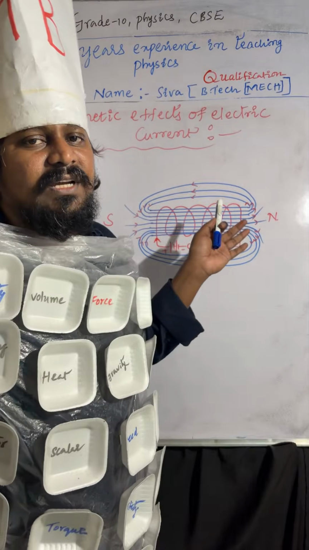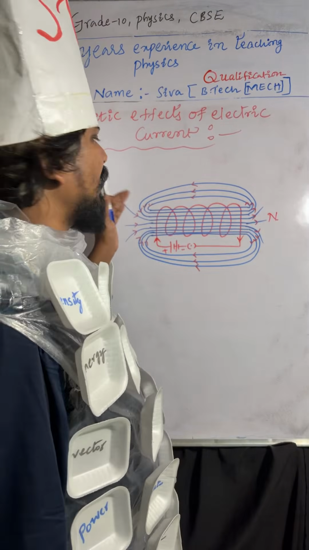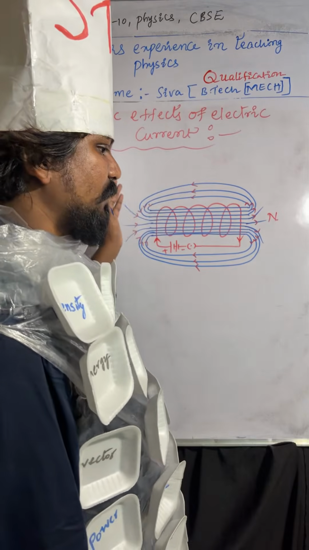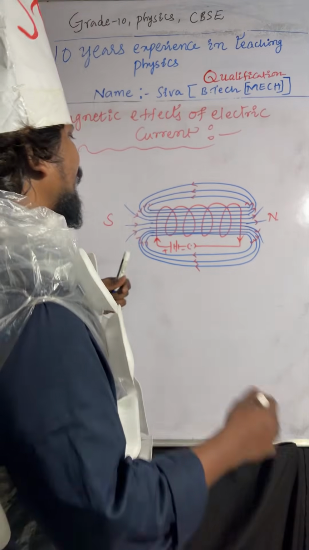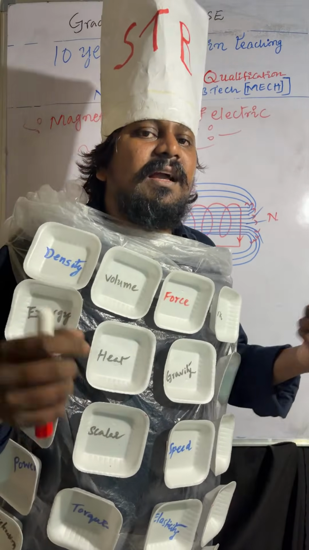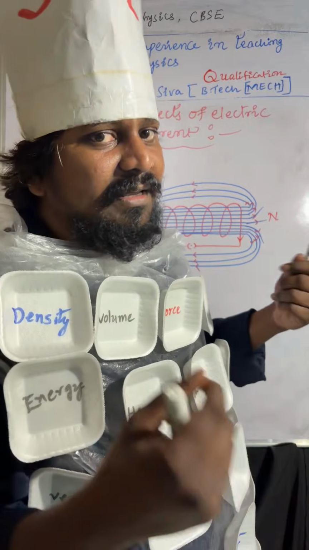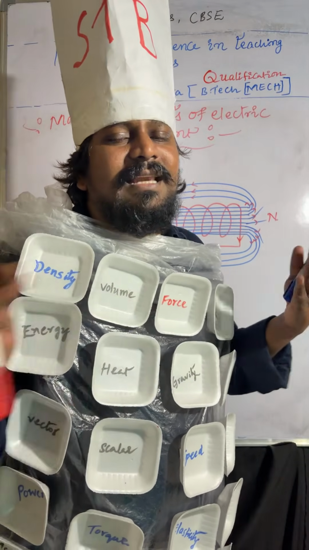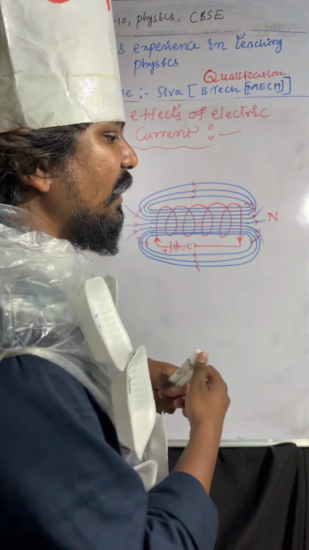This is a textbook diagram only. I am not taking it from anywhere. From textbook reference only, I am drawing. So here, taking a straight copper wire bent in the form of cylindrical shape, connected to the battery, it acts as a magnet, that is called solenoid. So it acts like a bar magnet.